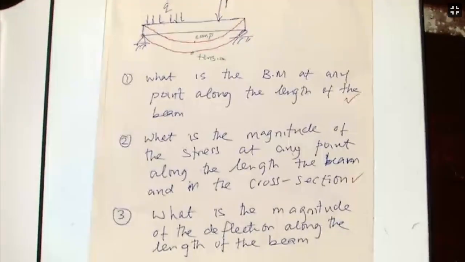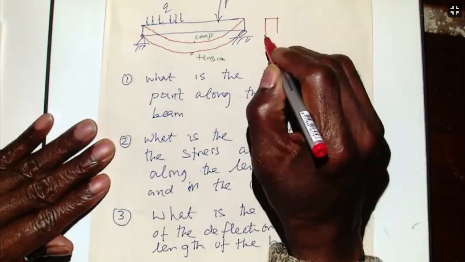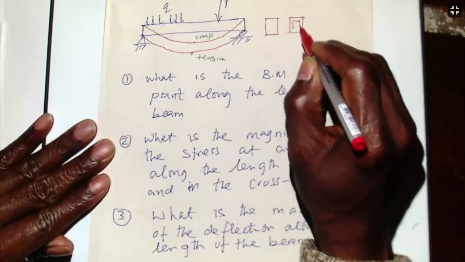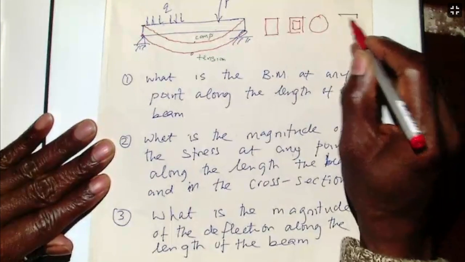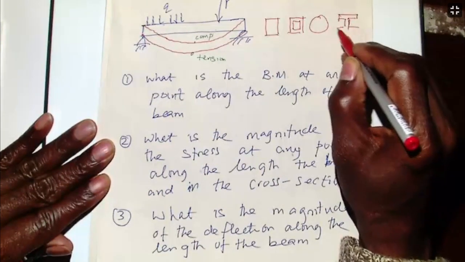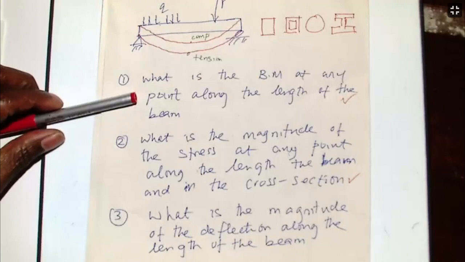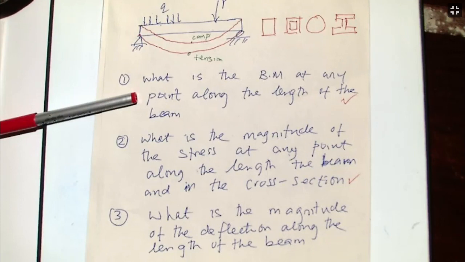The beam which I've shown there can have different cross sections. It can be a rectangular cross section, it can be a box, it can be a solid circle, it can be an I-beam. So there are different cross sections, and what we'll show is that the answer to the first one does not depend on the type of cross section that you have. It doesn't matter what the geometry of the cross section is.